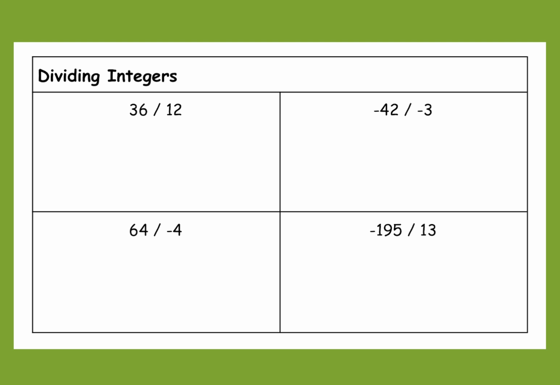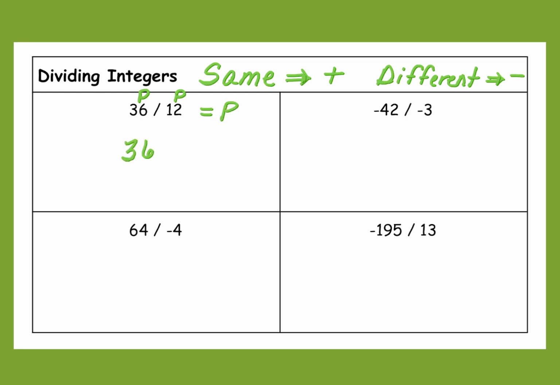Dividing integers follows the same rules as multiplying integers. The same sign is positive. Different signs are negative. In 36 divided by 12, we have a positive divided by a positive. Same sign is positive. 36 divided by 12 is 3.